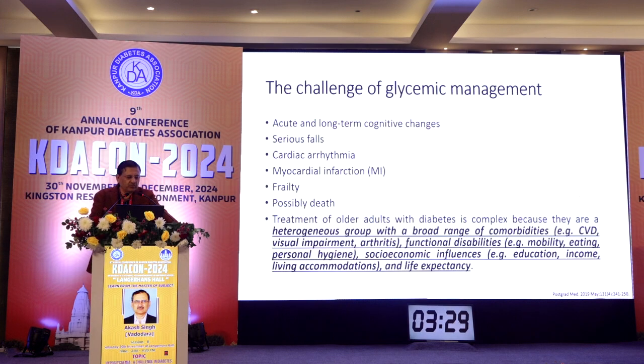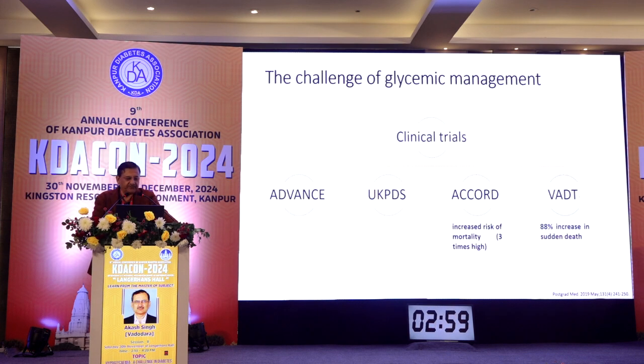So they are more prone, and hypoglycemia in them is more serious. So we have the challenge that hypoglycemic episodes lead to acute and long-term cognitive changes, serious cardiac arrhythmias, MIs, fatality, possible death. Treatment of older adults with diabetes is complex because they are heterogeneous, there are a lot of comorbidities, and there are social, emotional, and economic factors. Life expectancy also may be limited. So all of these are challenging factors.